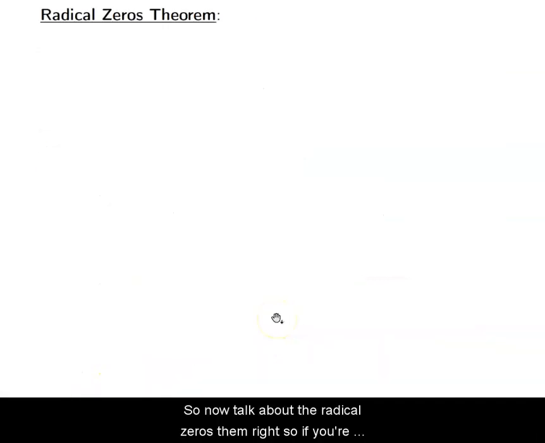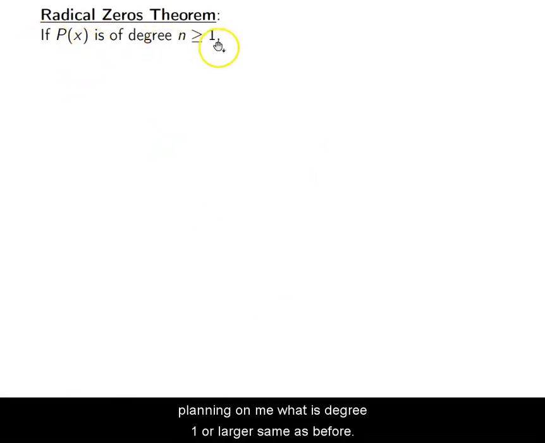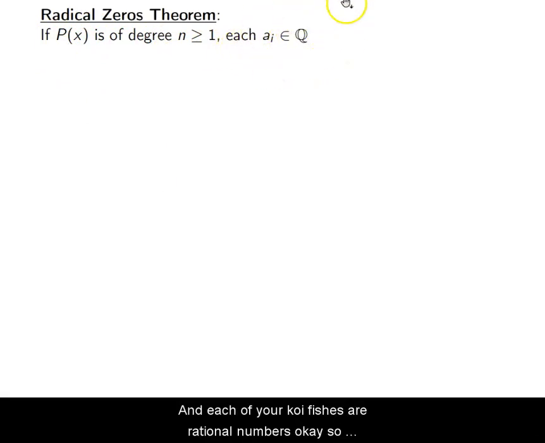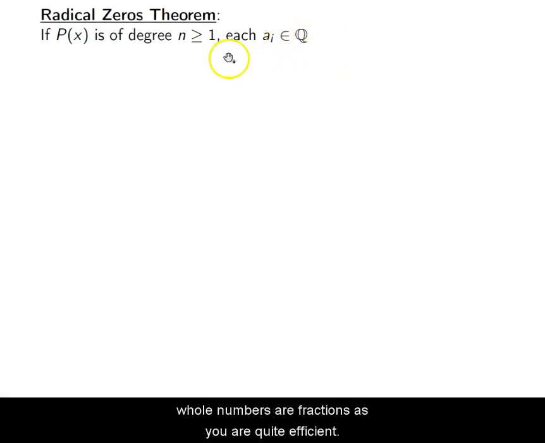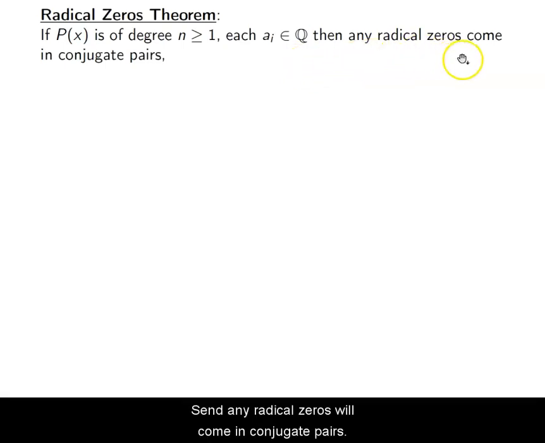Okay. So now let's talk about the radical zeros theorem, right? If your polynomial is degree 1 or larger, same as before, and each of your coefficients are rational numbers, okay? This does not include complex or imaginary values, or any square roots like square root of 3. Square root of 4 counts because it's 2, right? But no irrationals and no complex or imaginary numbers. So only whole numbers or fractions as your coefficients. Then any radical zeros will come in conjugate pairs.